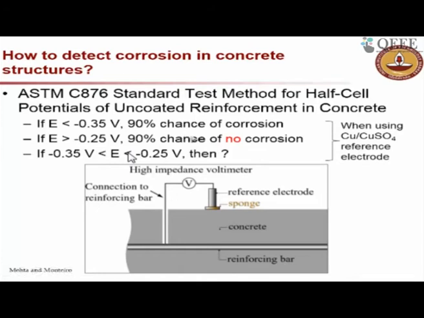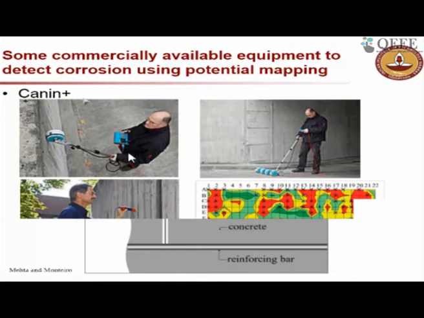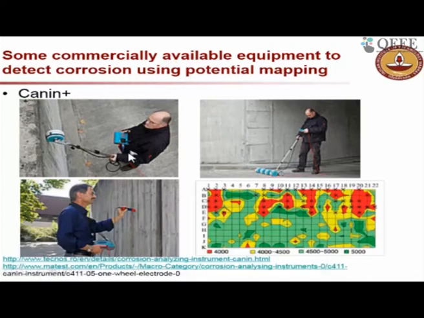Note that this method will only give you a probabilistic answer, yes or no, on whether corrosion is happening, or what the probability of corrosion is. That is all you will get from this. Now these are some example pictures showing the equipment available to do this. Many companies produce these kinds of instruments. This is the reference electrode. He is putting it on this concrete wall. There is rebar inside. You can measure the potential here, and you can tell where the corrosion is happening.